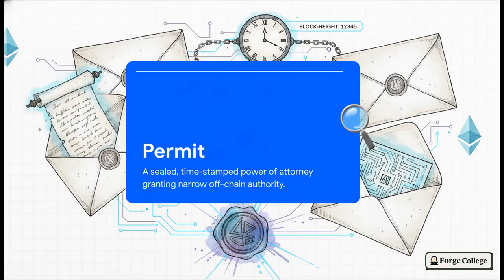To really grasp this, we need a foundational mental model that applies to absolutely any blockchain, and that's the concept of a permit. A permit is essentially a sealed, time-stamped power of attorney. In the real world, a power of attorney has your signature, a specific date, and gives someone else the legal right to act on your behalf, right? Well, in Web3, you can visualize a permit as a sealed envelope. Inside this envelope is your strict intent, exactly who can spend your tokens and precisely how much. Securing that envelope is your cryptographic signature, and stamped right on the outside, a strict deadline or block height window.